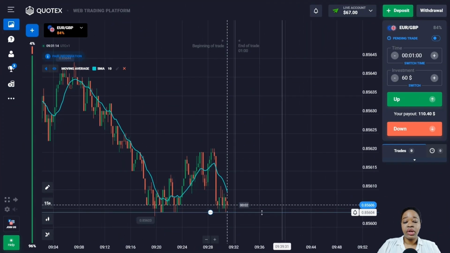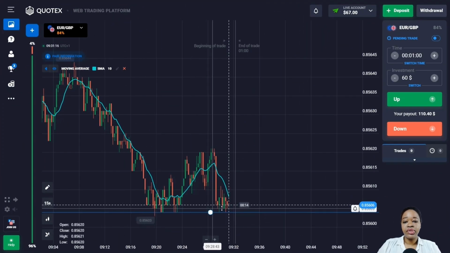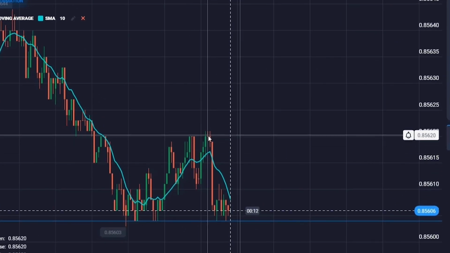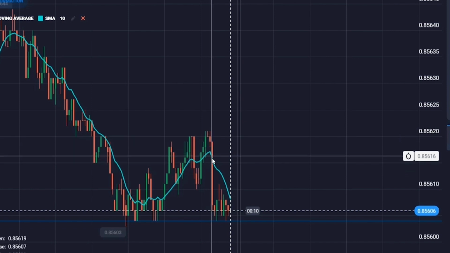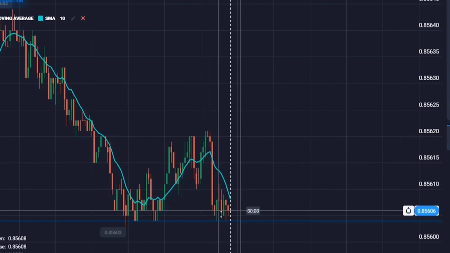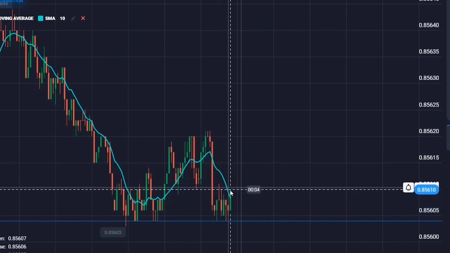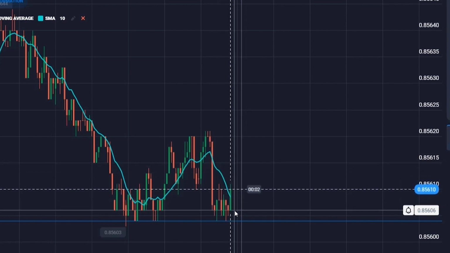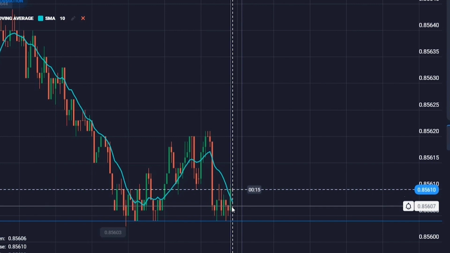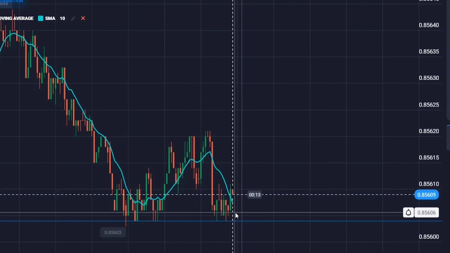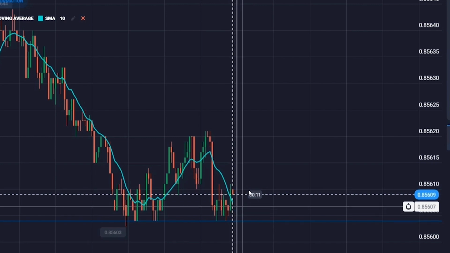Well friends, let's start with our first entry point. Here at the bottom I have the level of support. I can also see that after the roll up, the price has turned, an impulsive red candlestick has formed, and at the same time it has crossed the moving average from top to bottom. You can see that the moving average itself has turned and is moving after the price, and at the moment you can see there is a certain squeeze at the level of support.